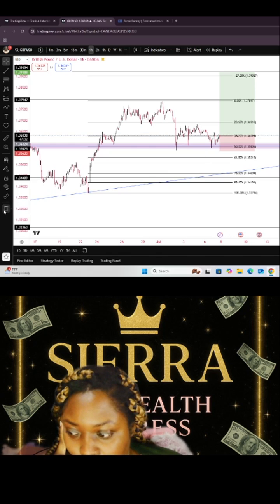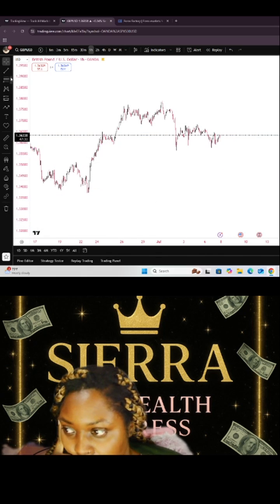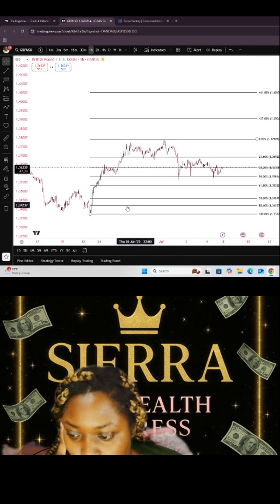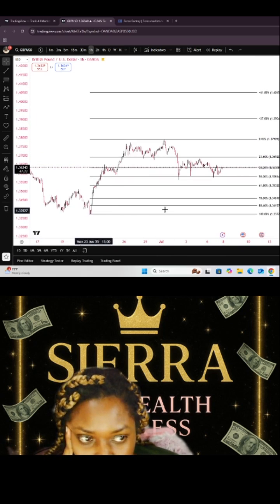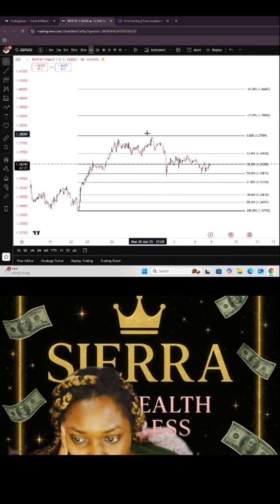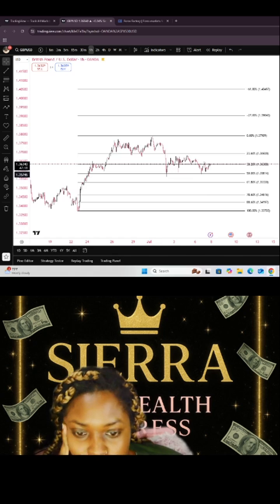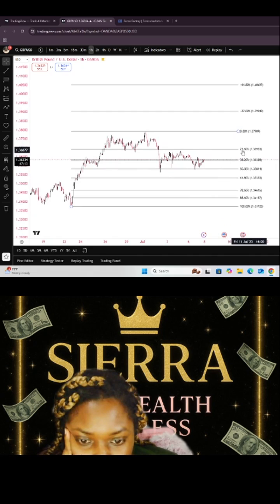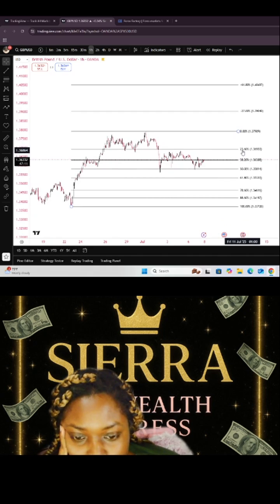So on your Fibonacci retracement tool, real quick, I'm going to delete this, okay? On your Fibonacci retracement tool, we have numbers, okay? So your 100 is where the impulse starts. Your 0 is where your correction starts. Now, price can pull back to the 23.6. 23.6 is right here. When price pulls back to the 23.6, as you can see, it did right here.